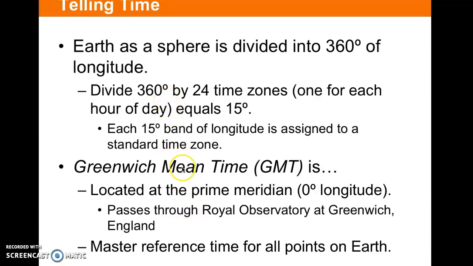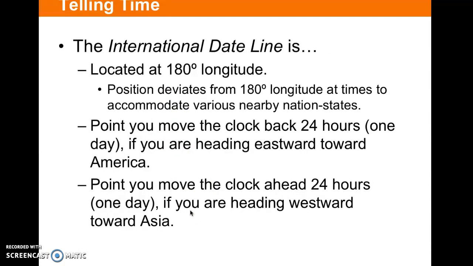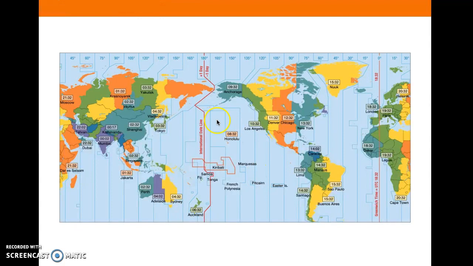Greenwich Mean Time is located at the prime meridian in England, and it's the reference point for time. The international dateline is at 180 degrees longitude, and that's when you either move back or forward by a full day. And you should be able to calculate time by using this map. So if you were traveling from New York to Los Angeles, you kind of lose 3 hours. So if it's 3 o'clock here, it's noon here. If you're traveling from New York to Paris, you would jump ahead. So if it's noon here, it's 5 o'clock here.